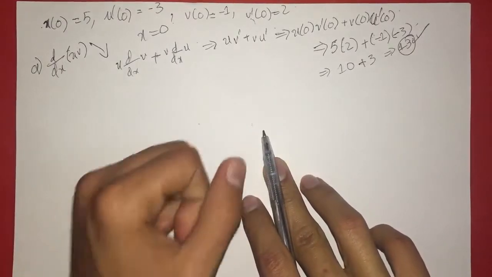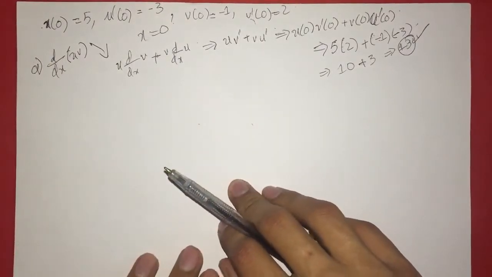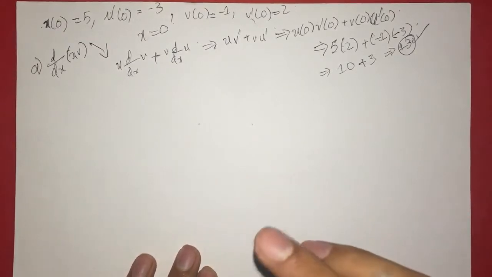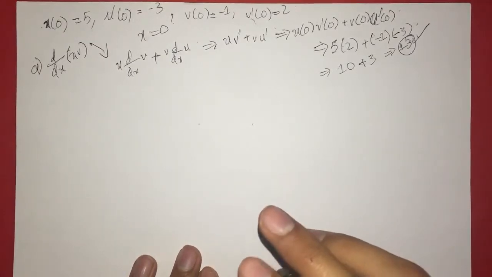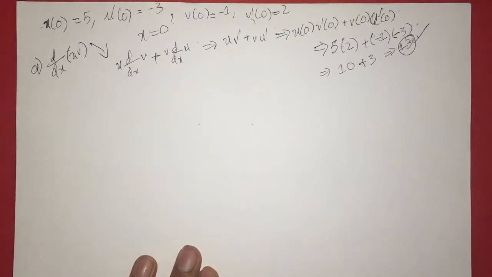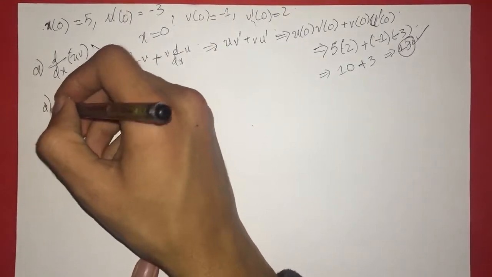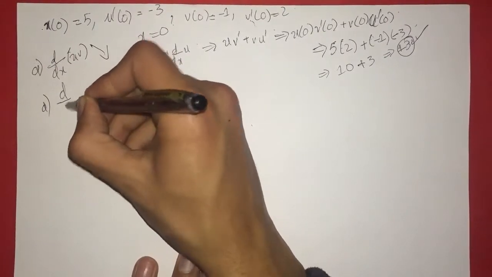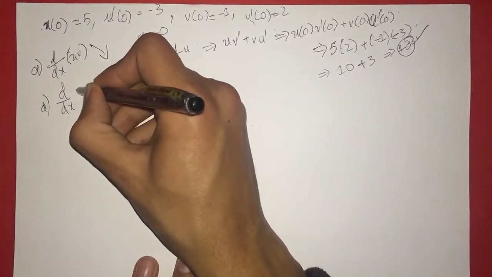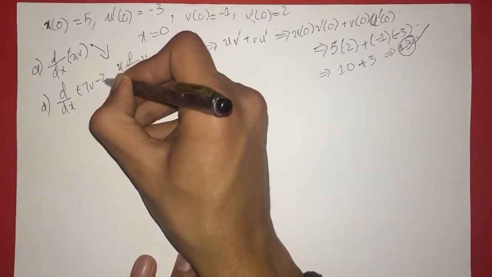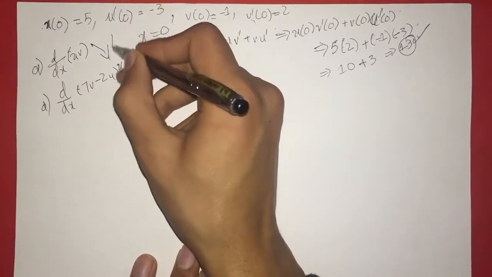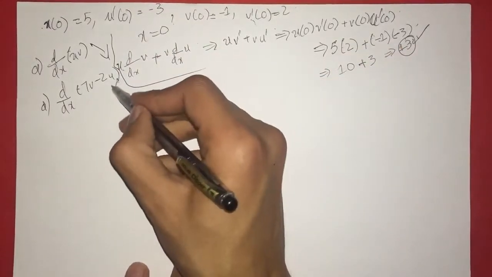Now you have 3 more questions, and you can do those questions by yourself as well. You have question number 40. Suppose u and v are differentiable functions. Let me just do the D question. That's kind of a tricky question. So d by dx of 7v minus 2u. So this is the question.